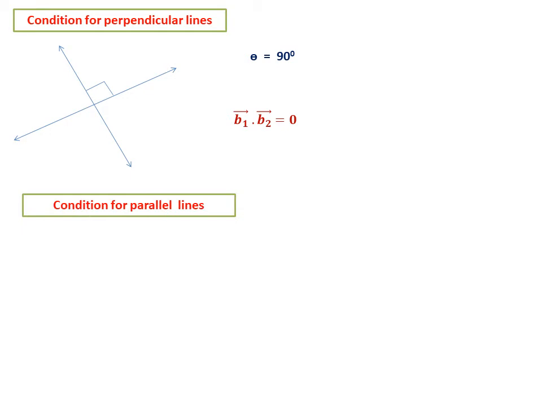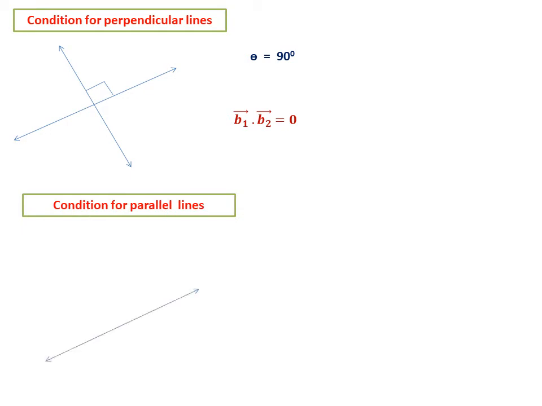One is the condition for perpendicular lines. See here, suppose the two lines L1 and L2 are perpendicular like this, then what happens? Theta will be 90 degrees. Then cos 90 will be 0. Therefore, B1 dot B2 will be 0. This is the condition, so you can remember this. This you have studied in vectors also.